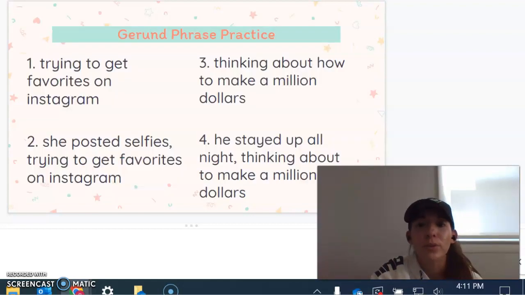So now we're going to be looking at some examples. Trying to get favorites on Instagram. She posted selfies trying to get favorites on Instagram. I know it's slightly cringe. Thinking about how to make $1 million. He stayed up all night thinking about how to make $1 million. So we are going to then address these in Edpuzzle.